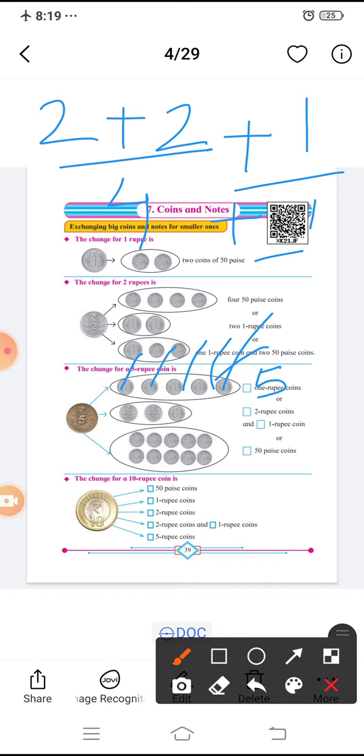One method is तुमको double करना है. That is 5 2s. 5 2s is how much? 10. So 10 50 paise coins needed. Okay. The other method is you all can count.